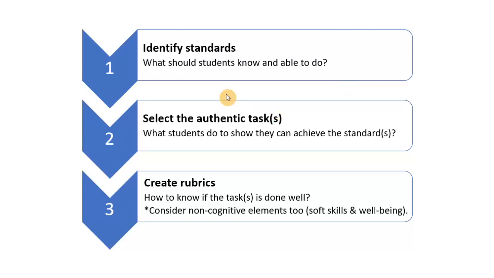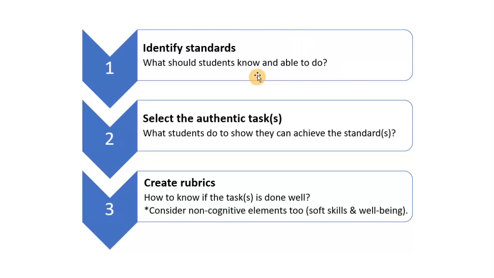The first one is to identify the standards. Okay, identify the standards of a particular task. So what should students know and be able to do? Basically this relates with the course learning outcome. So what is actually the goal that you want to achieve? What is the standard of the course that you aim to achieve by using ATAS? So what should students need to know and be able to do?